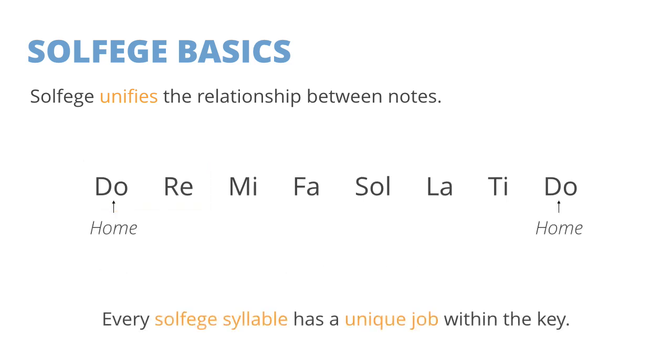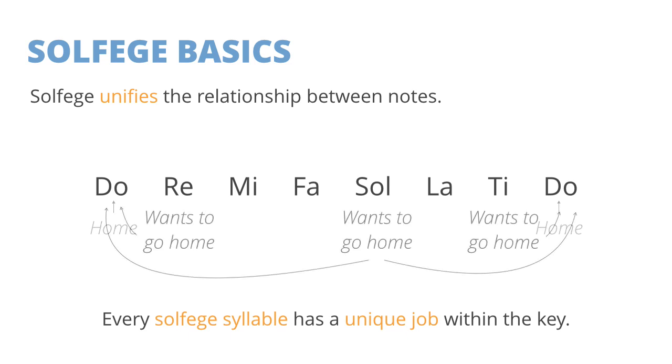Solfege also helps you hear the unique jobs that each syllable has. And that might sound a little crazy, but your ear already knows about these jobs. Learning to read and sight sing is teaching your brain to catch up with what your ear already knows. So for that reason, do has a feeling of home or finality. Some people describe it as a feeling of rest.